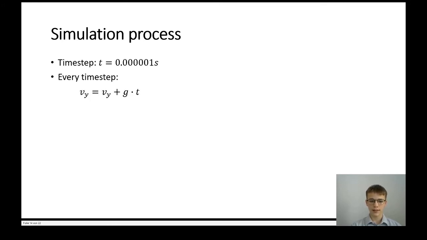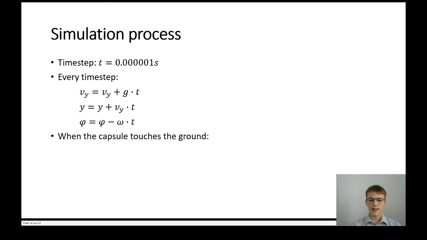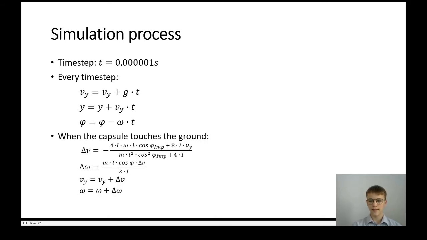The Python simulation in which we embedded these formulas works by using a small time step and updating values accordingly. So every time step, the y-velocity, the position, and the angle get updated. And every time the capsule touches the ground, we calculate the new velocity and angular velocity with our new equations. And this is a simulation in action.